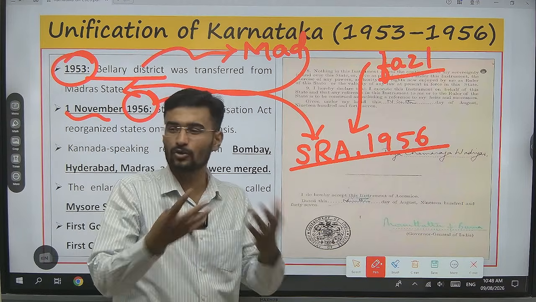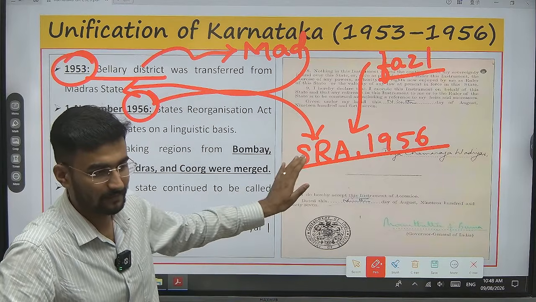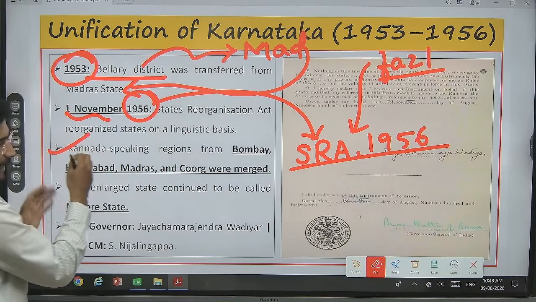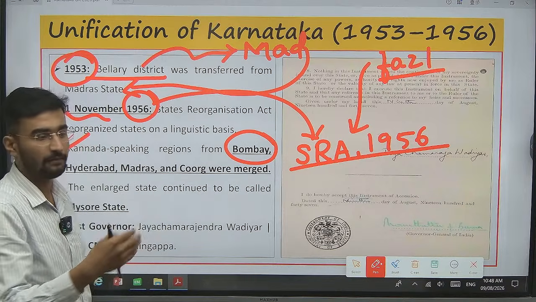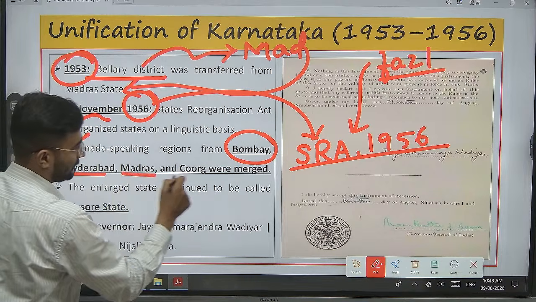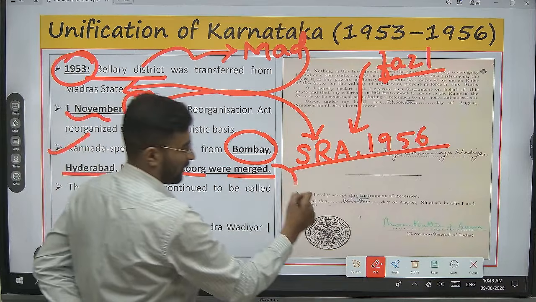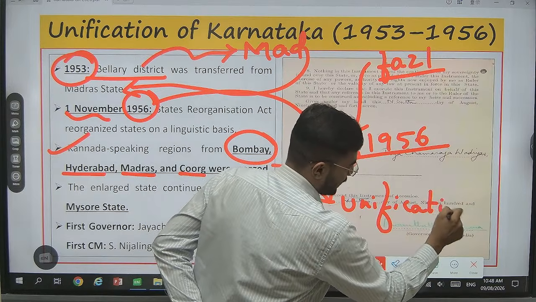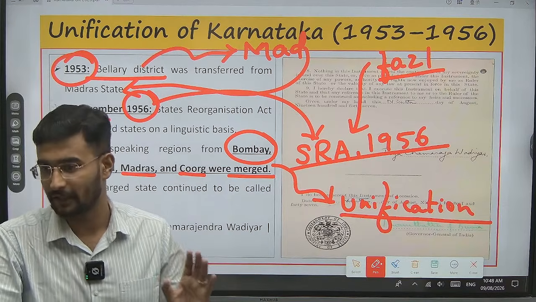Now that has led to a huge amount of disputes, a huge amount of conflict in regions also. That you should be aware. And the second comes our Kannada speaking regions, which can be our Bombay presidency, our Hyderabad, or Madras, Coorg, being merged into a single one. And this we call the unification movement. This we call what movement? Unification, ekikarana movement ಅಂತ ಕರಿತೀವಿ.